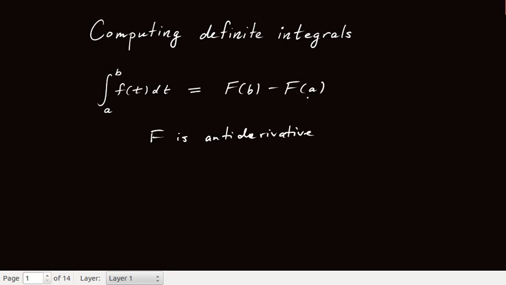In other words, the total change is going to be given by the integral of the rate of change, because since capital F is an antiderivative, little f is the derivative of F, right? So capital F prime is equal to little f. So little f is a rate. So the total change can be represented by this definite integral, or it can be represented by this difference. Okay, so we're going to use that to compute things like this.